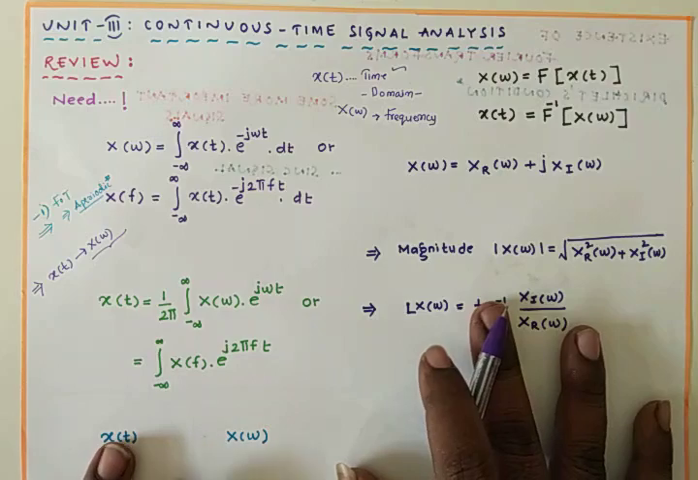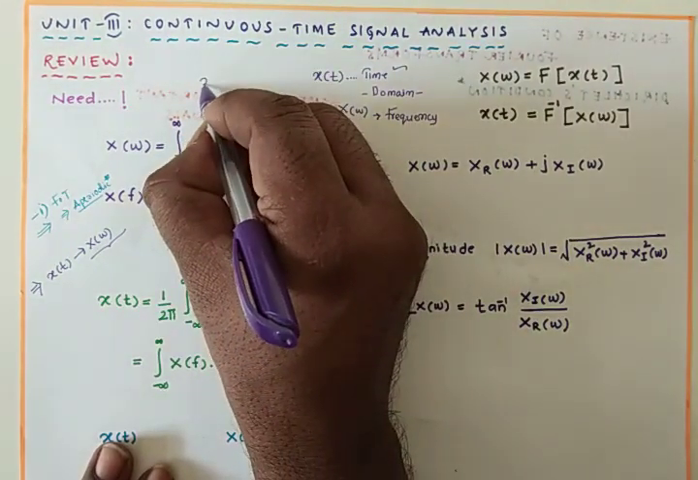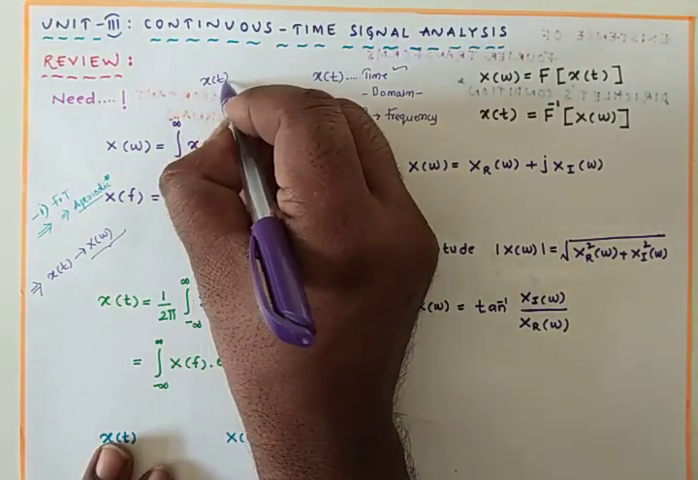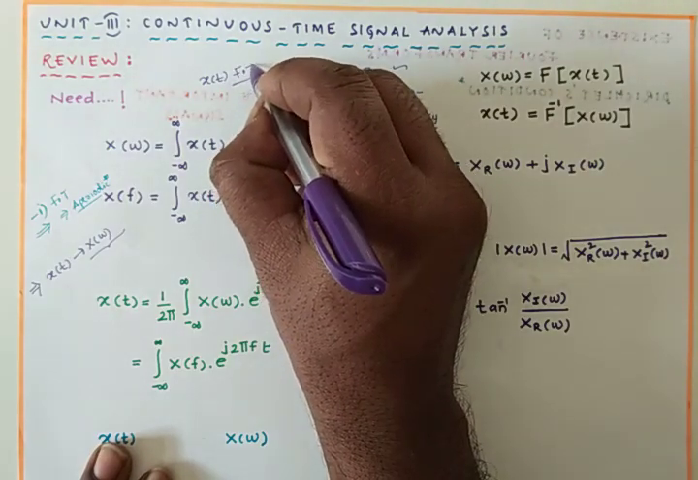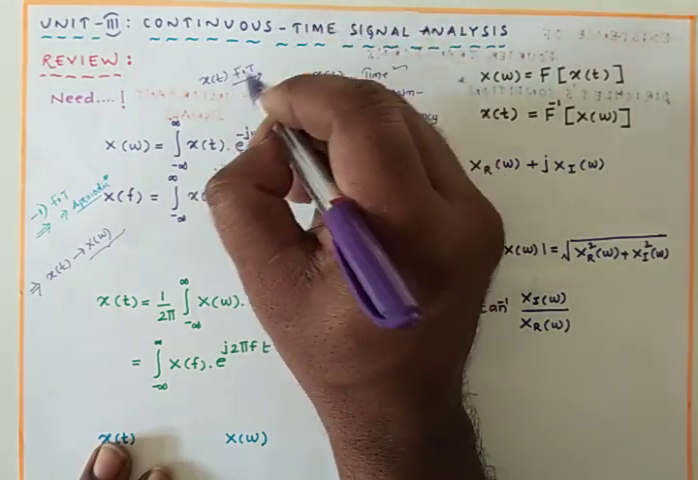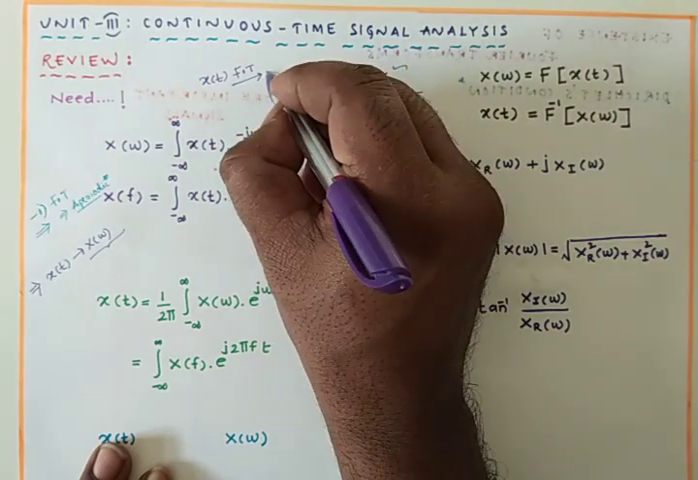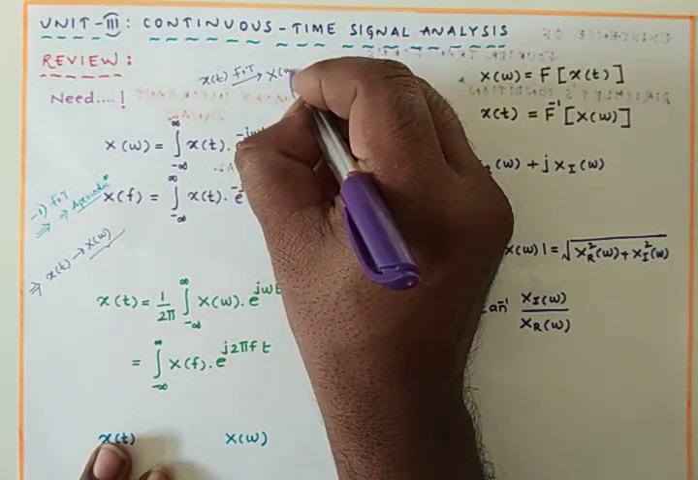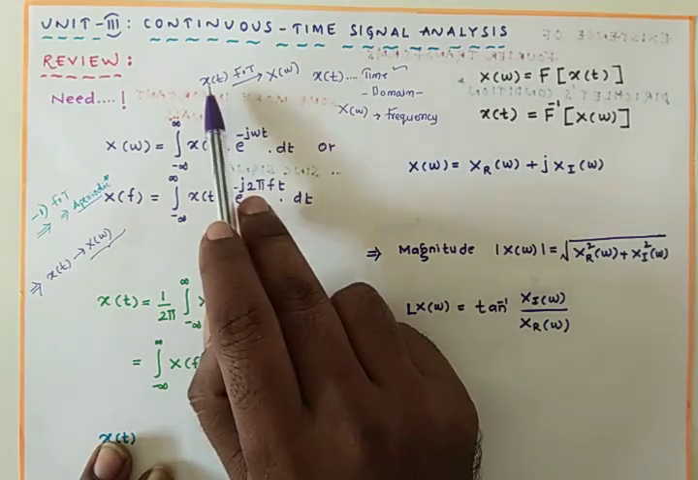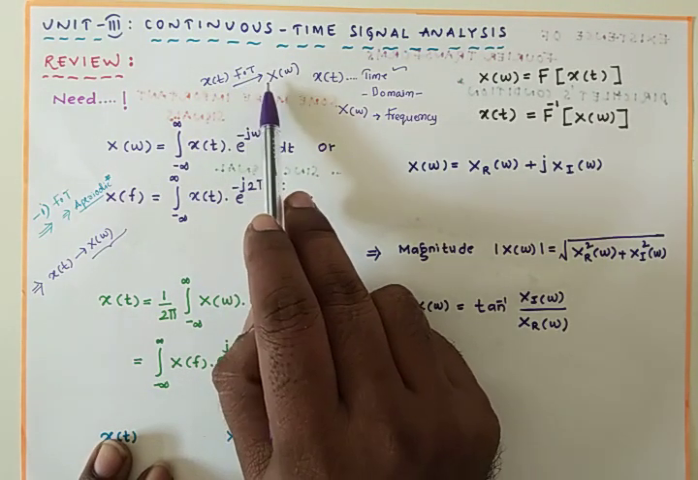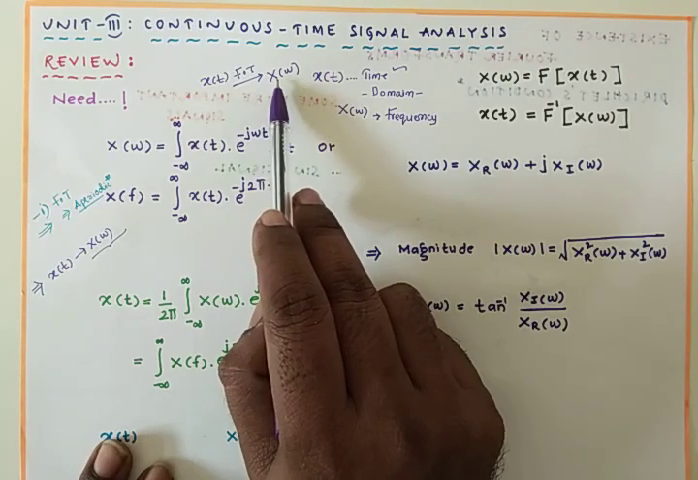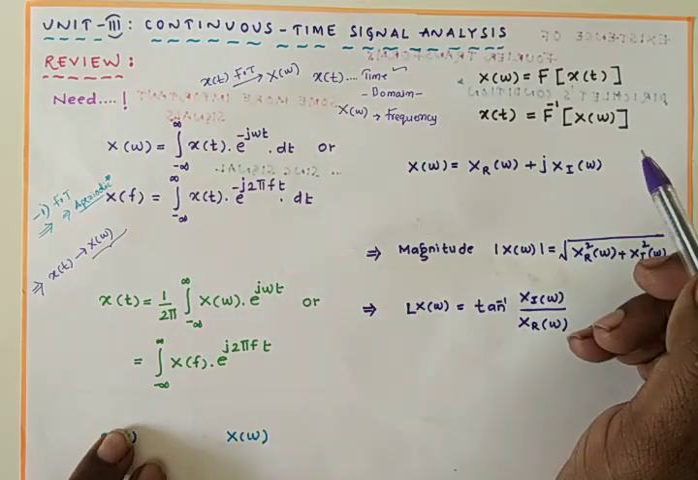So now I have x of t, a time domain signal, on which I am applying the Fourier transform. That is a mathematical tool which converts the time domain signal into the frequency domain signal. This is the x of t on which we applied the Fourier transform. Then we can get the frequency domain signal, that is x of omega.